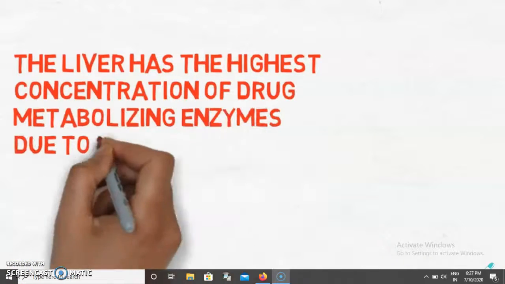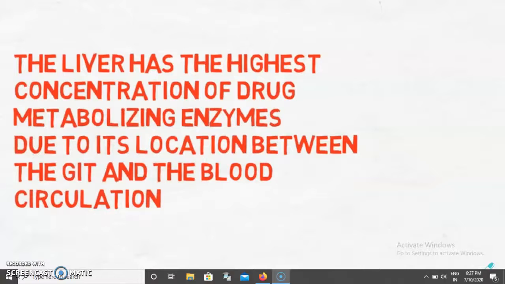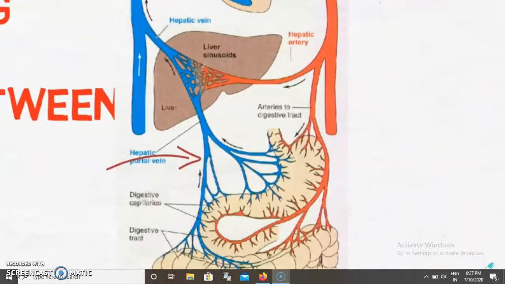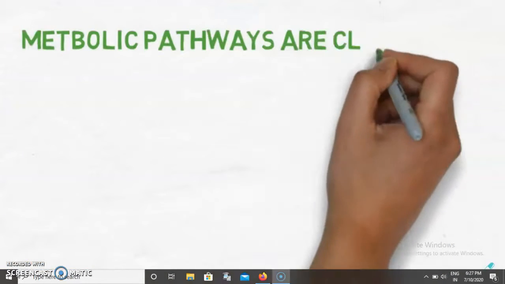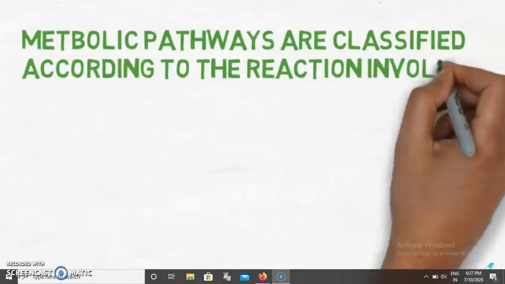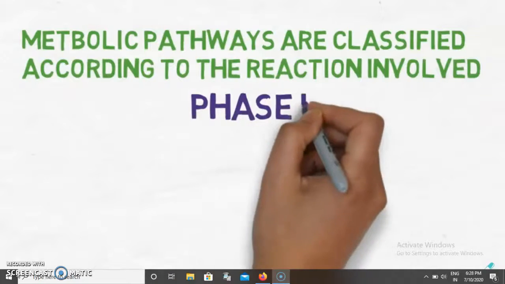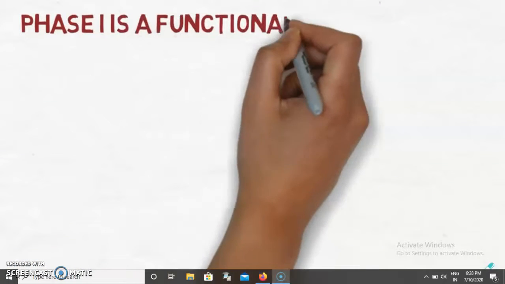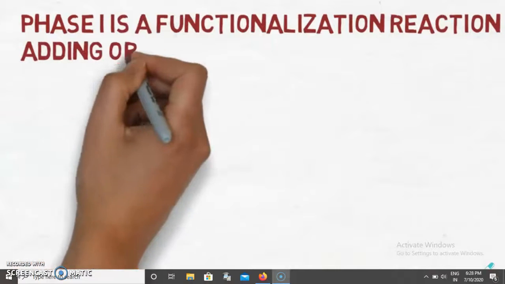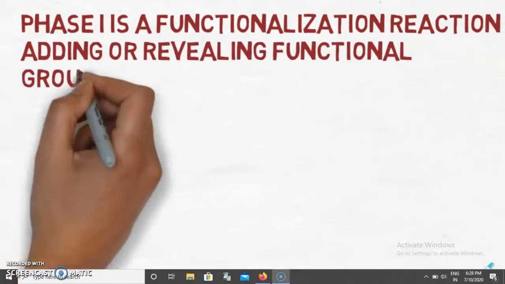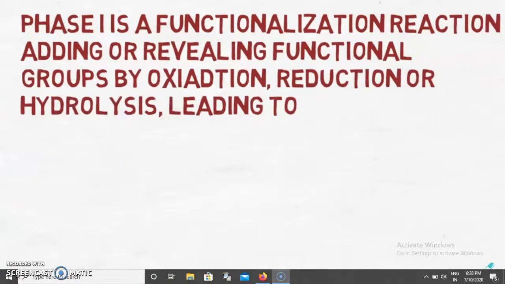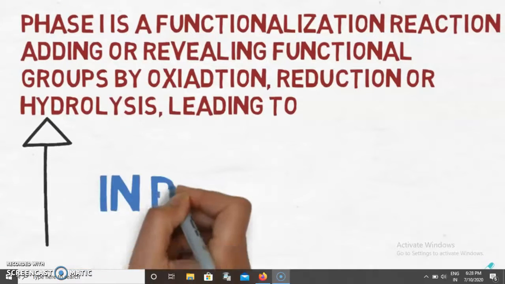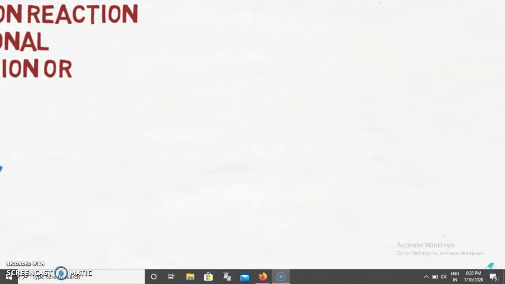The liver has the highest concentration of drug metabolizing enzymes because of its location between the gastrointestinal tract and the systemic circulation. Based on the reactions involved in the metabolism process, we can classify the metabolic pathways into phase 1 metabolism and phase 2. Phase 1 metabolism is characterized as a functionalization reaction, where they add or reveal a functional group by oxidation, reduction, or hydrolysis, hence leading to an increase in overall polarity of the drug, which facilitates its excretion in the urine.